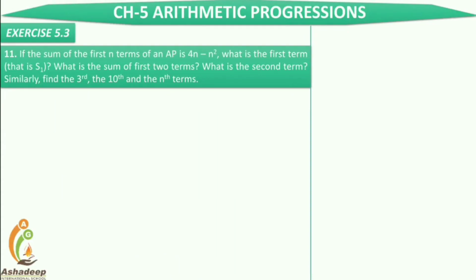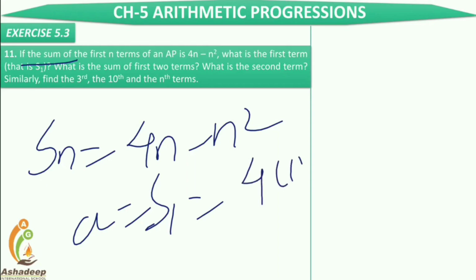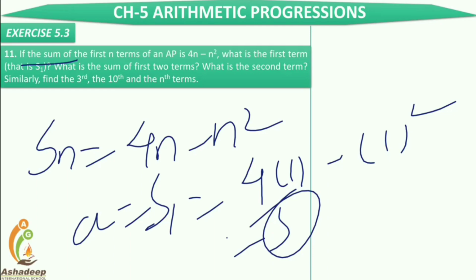Let's start question number 11. If the sum of the first n terms of an AP is given, here the sum means Sn, and Sn is given as 4n minus n square. So what is the first term, right? That we need to find, the a. A is nothing but S1, that we already discussed, right? If you put 1 here, it is 4 into 1 minus 1 square, which is equal to 3. So a is equal to 3.